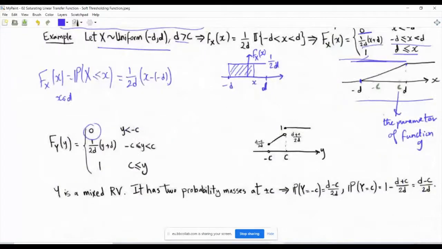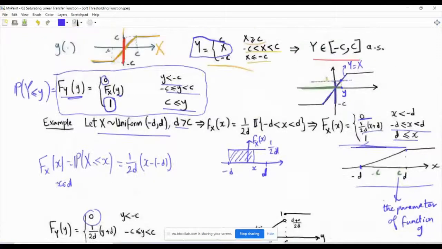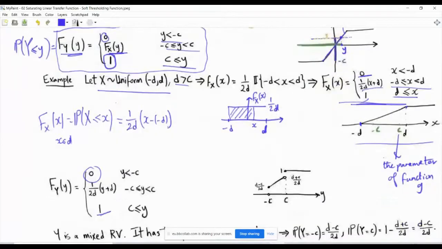Now, if you ask what is the probability that y, big Y, is less than or equal to small y, and small y is greater than or equal to c, that's 1. You know, y cannot exceed c, so the probability that y is less than or equal to some small y that is greater than or equal to c is 1. And in between, the relevant part of the CDF of x is this linear part here between minus c and c.